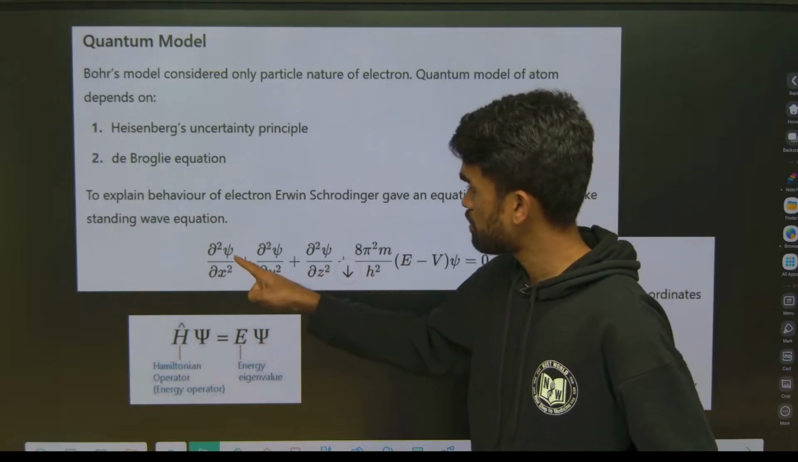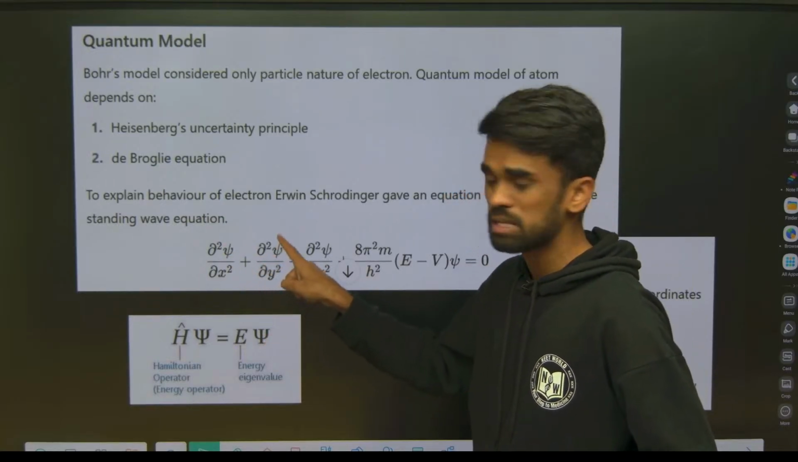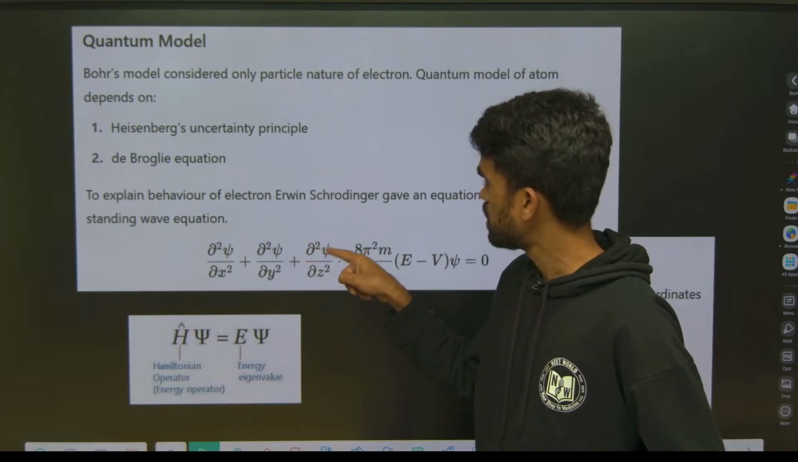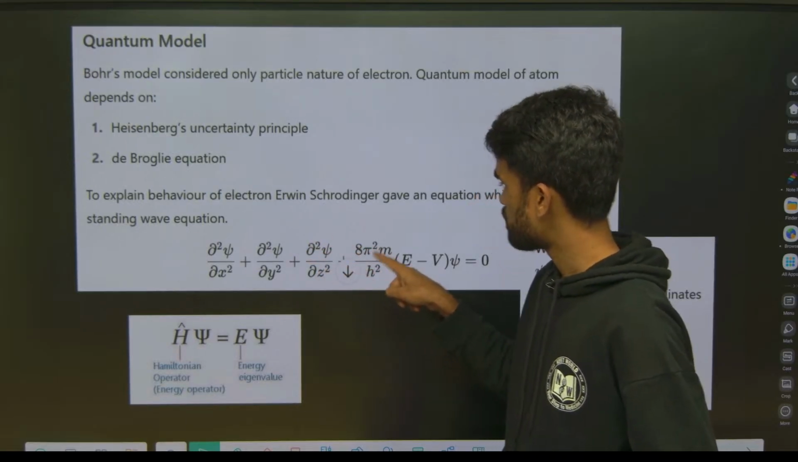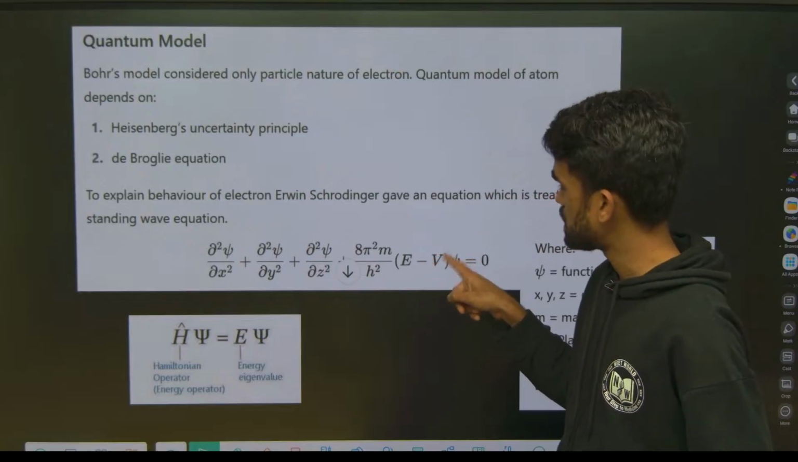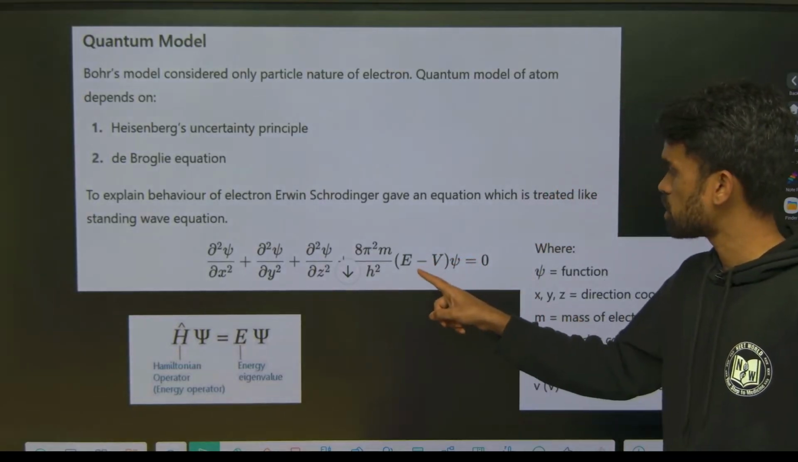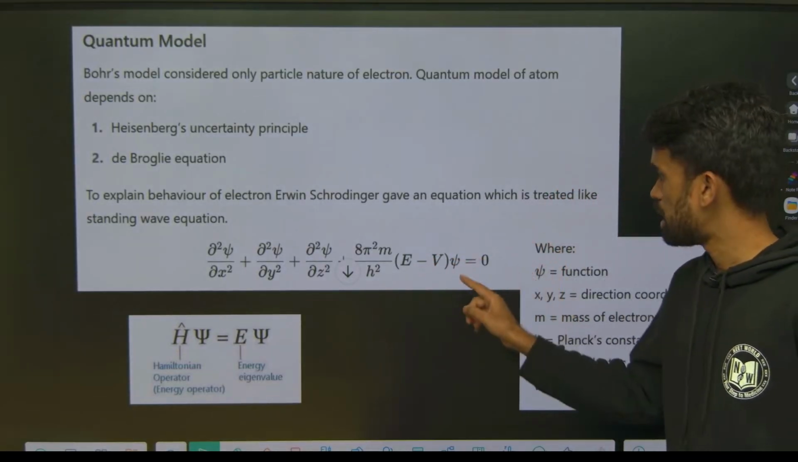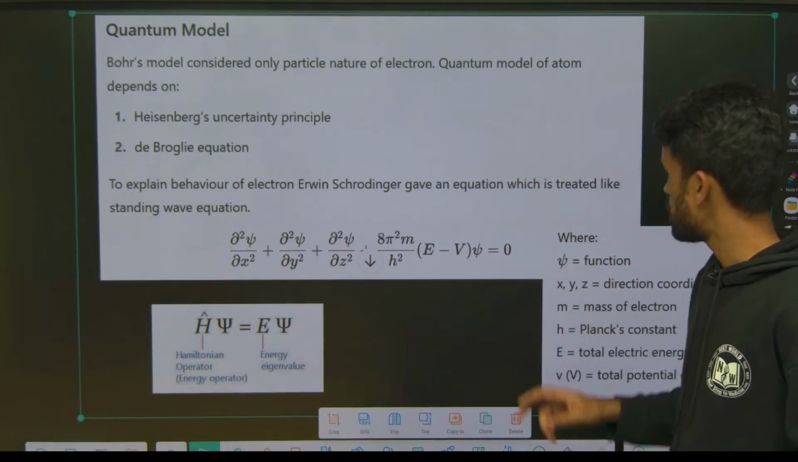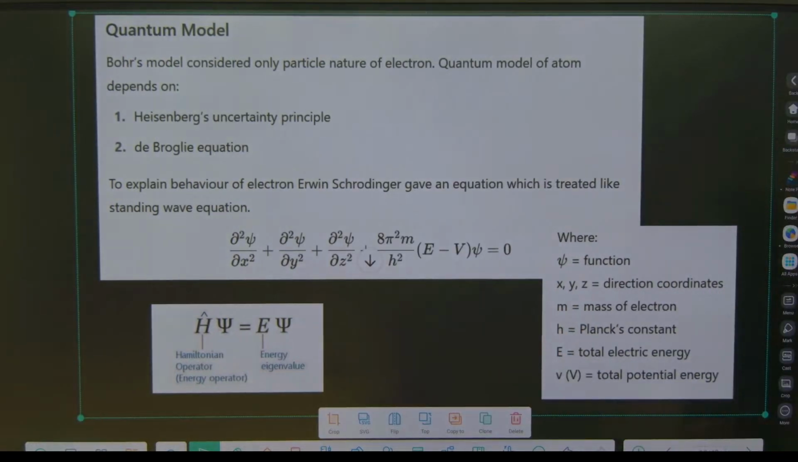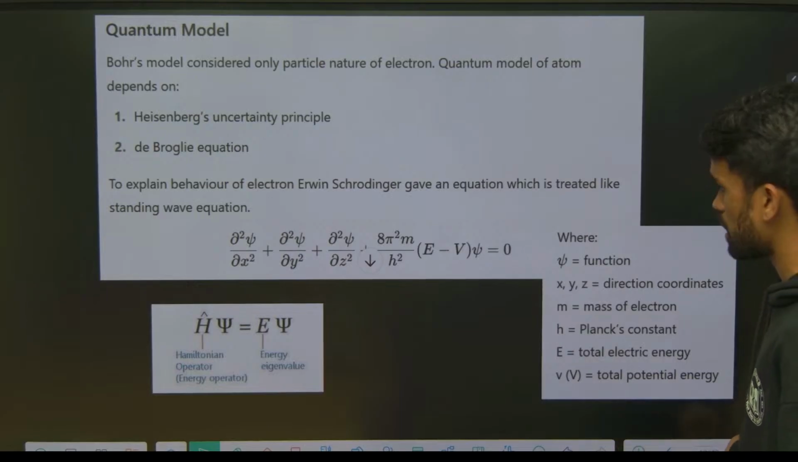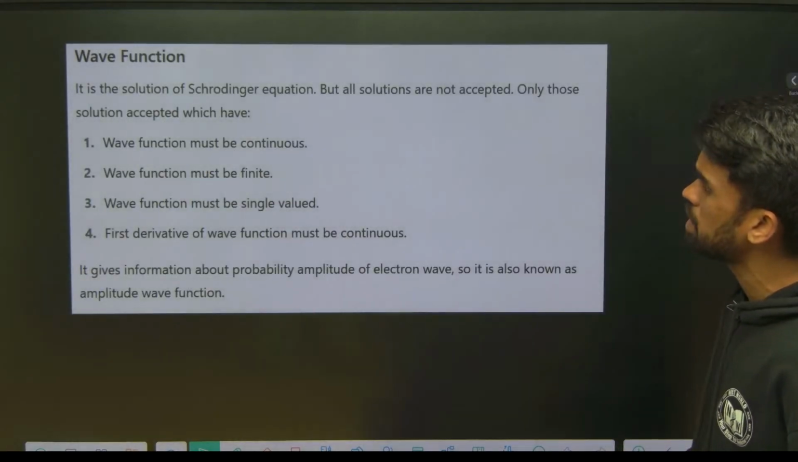You can just remember ∂²ψ/∂x² + ∂²ψ/∂y² + ∂²ψ/∂z² + (8π²m/h²)(E − V)ψ = 0. E means total energy, V means potential energy, multiplied with this wave function. The wave function is to indicate the electron, like finding an electron is indicated with the wave function.